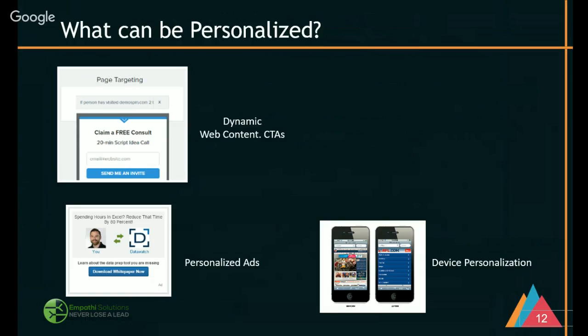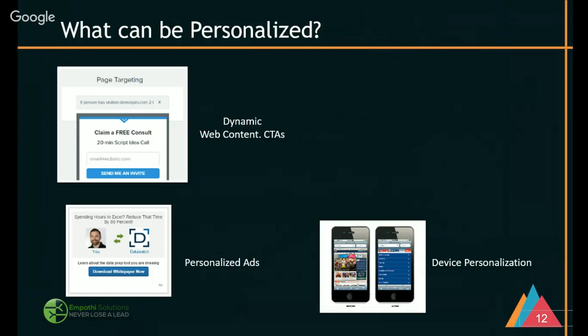We can also personalize the web content. If you have visited the website before, or you have a certain profile, they can show different kinds of text content and different images to you, right? If you visit a second time or third time, or they want you to take certain actions. So there is dynamic web content, and there's also adaptive CTA.